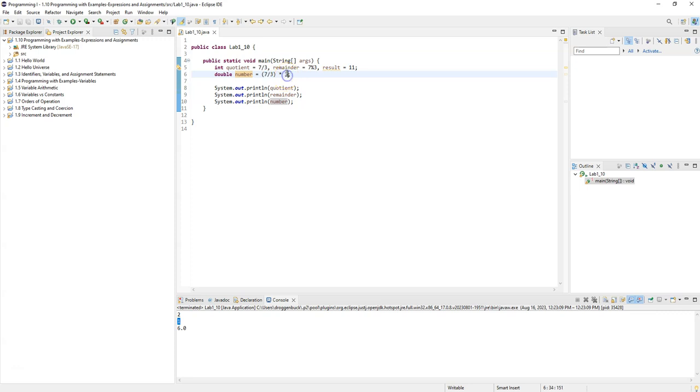Now, the interesting thing to note here is that even though this is a double, this part right here is still an integer. So it's doing 7 divided by 3, which, of course, we found was 2. So 2 times 3 gave me 6, but because the answer is a double, we got 6.0.